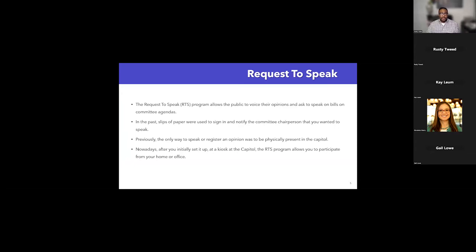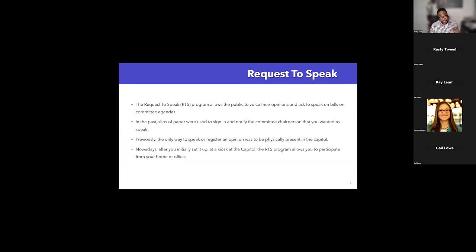So the request to speak program basically allows the public to voice their opinion, and it asks to speak on bills on the committee agenda. So every committee has bills on the agenda. This is a way for the public to actually let the legislature know how you feel about a certain bill.